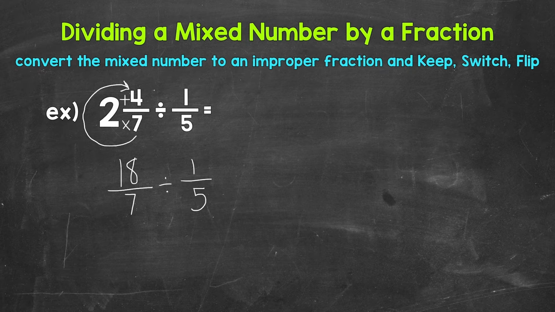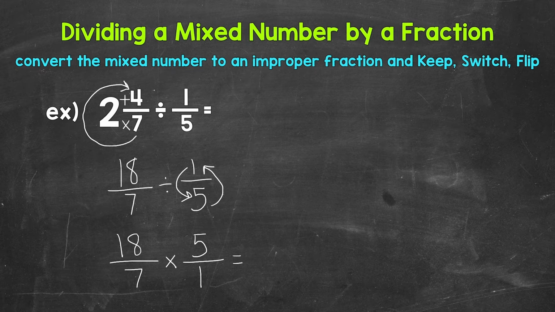Now let's go through our steps. Keep, switch, flip. So keep 18/7, switch to multiplication, and then flip 1/5. So 5 is now the numerator, and 1 is now the denominator. Now we can multiply straight across. Let's start with the numerators. 18 times 5, that gives us 90. Now for the denominators. 7 times 1, that gives us 7. So we end up with 90/7, which is our answer, but it's an improper fraction.